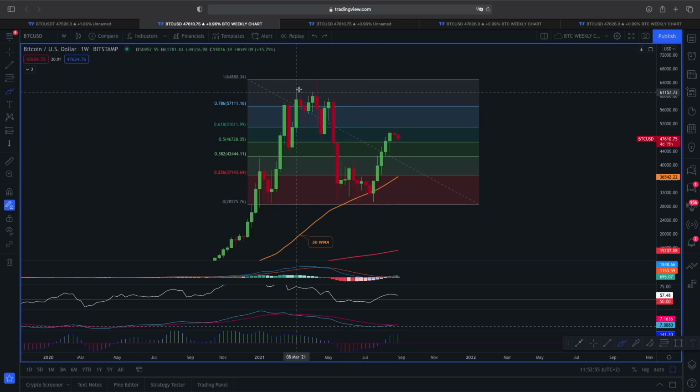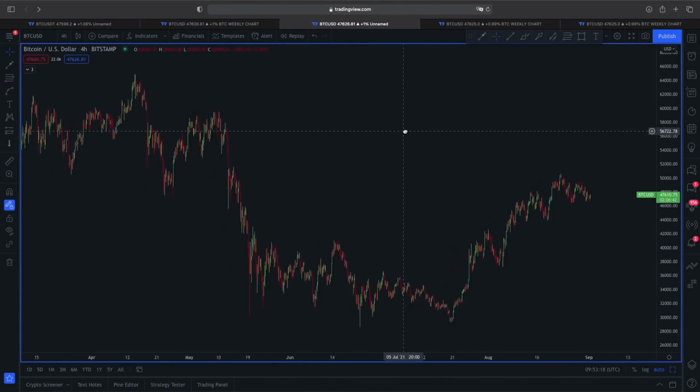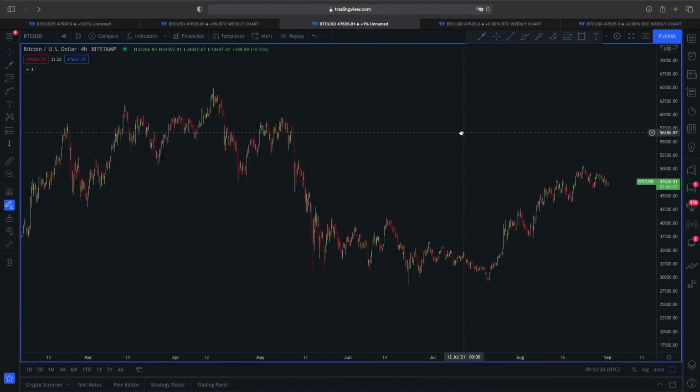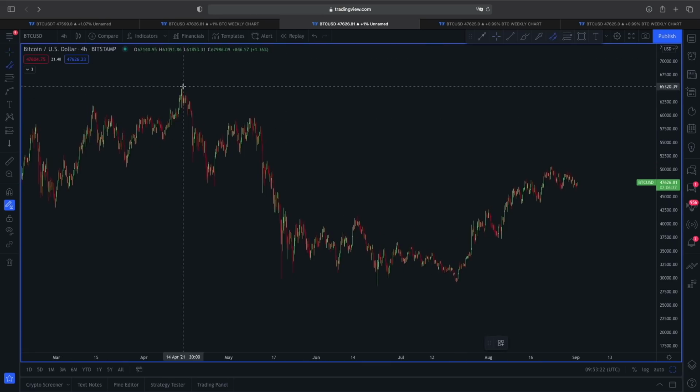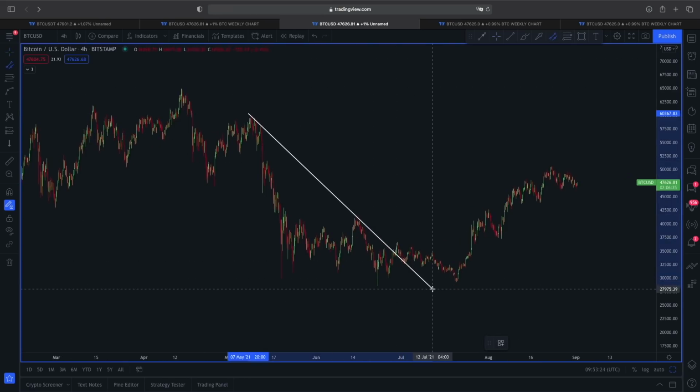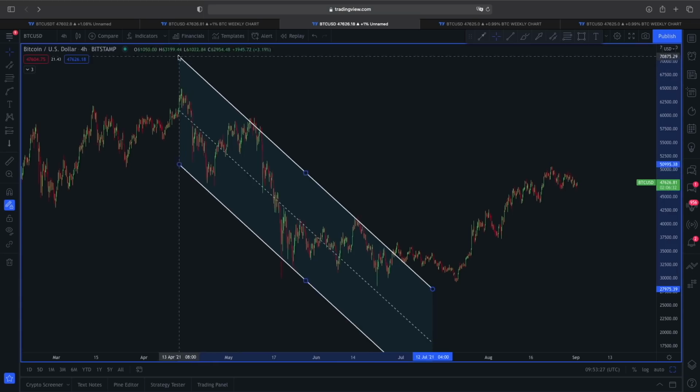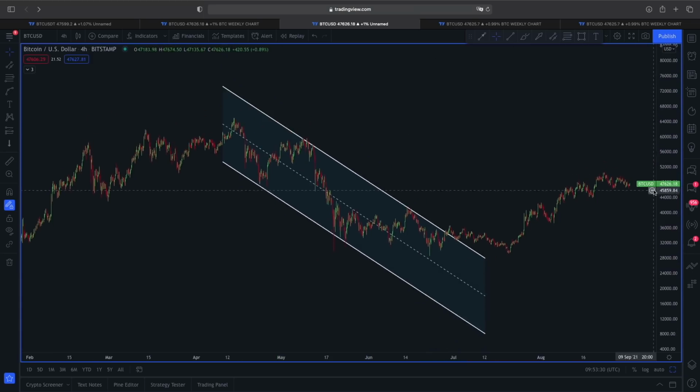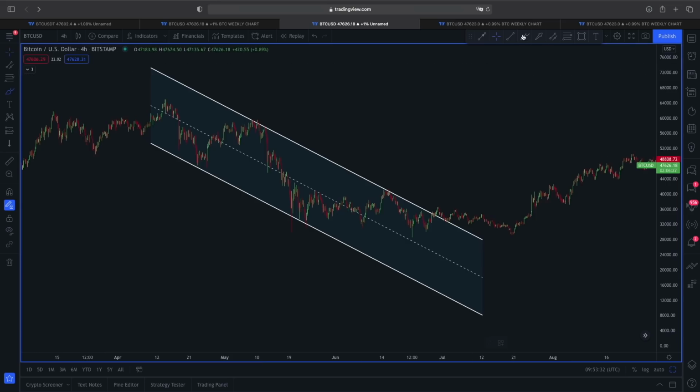Because if you look at this price structure here, let me show you in a 4-hour time frame. In a 4-hour time frame, we have seen price changing the trend direction. I mean, if you monitor this movement here, you can see this here was more of a lower lows, lower highs continuation pattern.